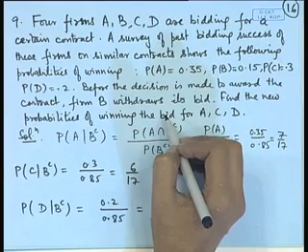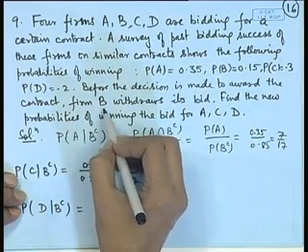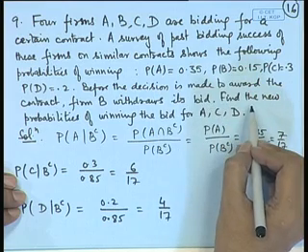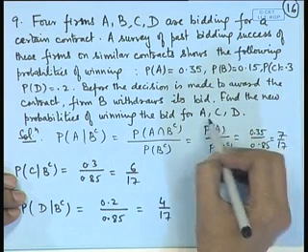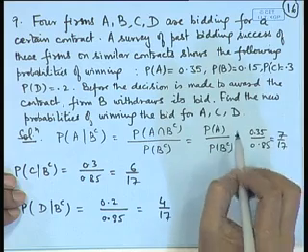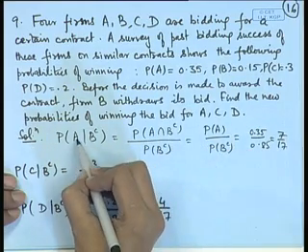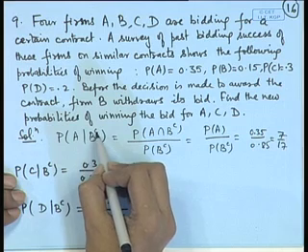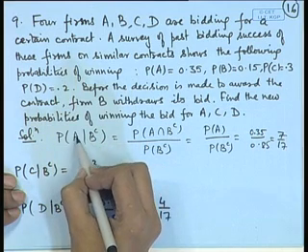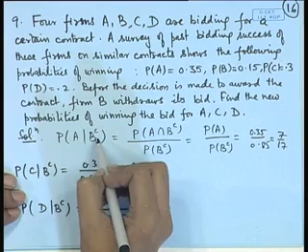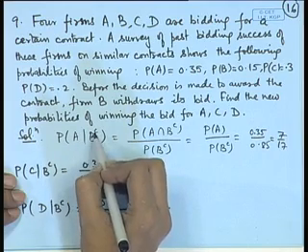Before the decision is made to award the contract, firm B withdraws its bid. Find the new probabilities of winning the bid for A, C and D. So, basically what does it mean? It means that if B has withdrawn, that means B cannot win the bid. Therefore, probability of A winning is actually now the conditional probability of A given B complement.